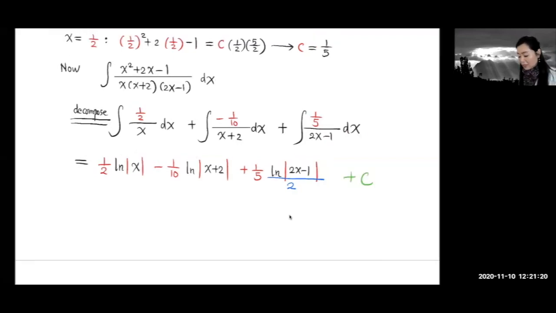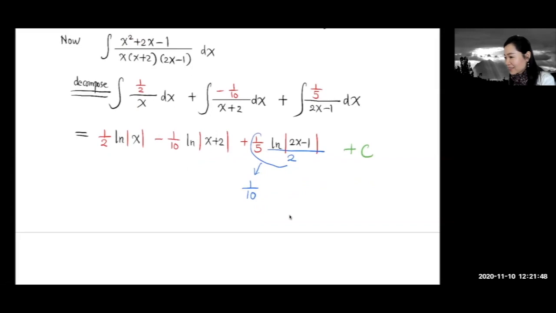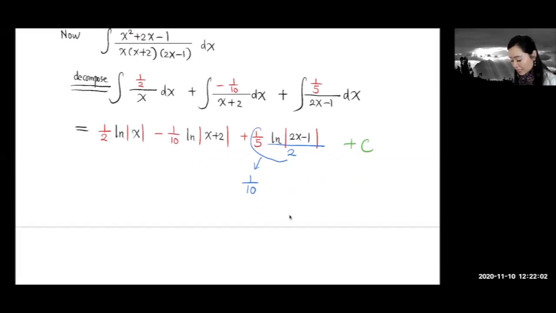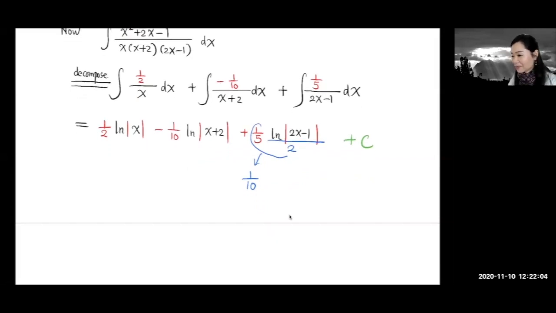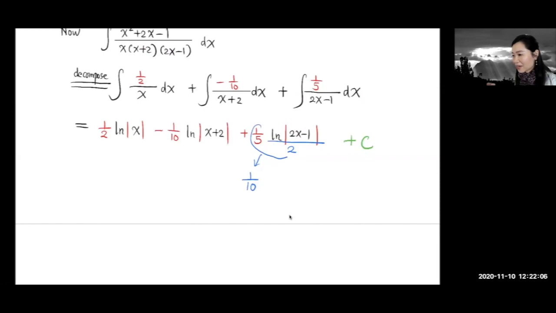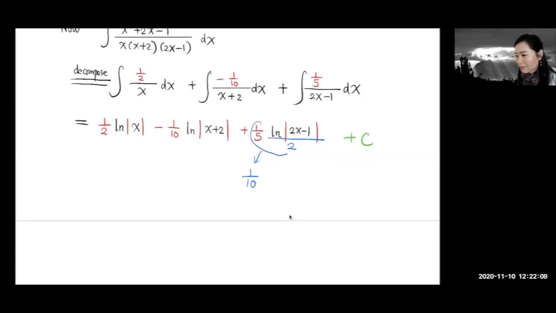And then you're done. At the last step, you can just combine these two and put that as 1 over 10. Okay, wow, you guys did a lot today. Take a deep breath. You guys get the hang of it. That's really good. So this is integrating a rational function by partial fractions.